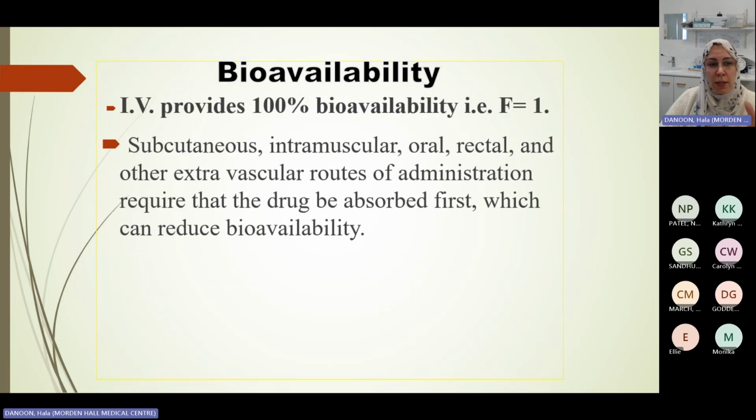Okay, so as I said, IV provides 100%, so the F factor is 1, while subcutaneous, intramuscular, oral, rectal, or any other route of administration can have less bioavailability than the IV. And that can reduce the amount of drug that is available for the effectiveness of that drug.